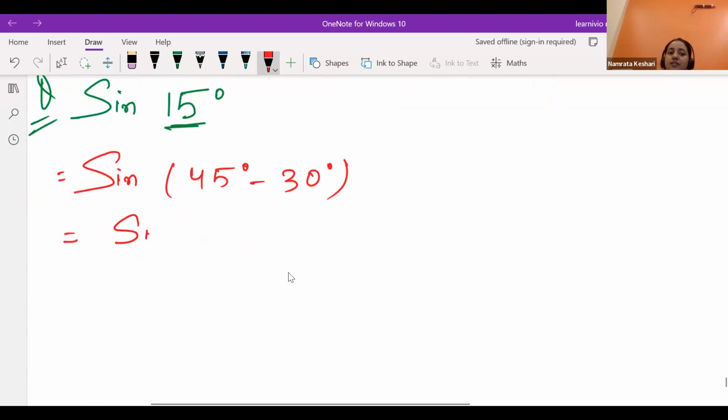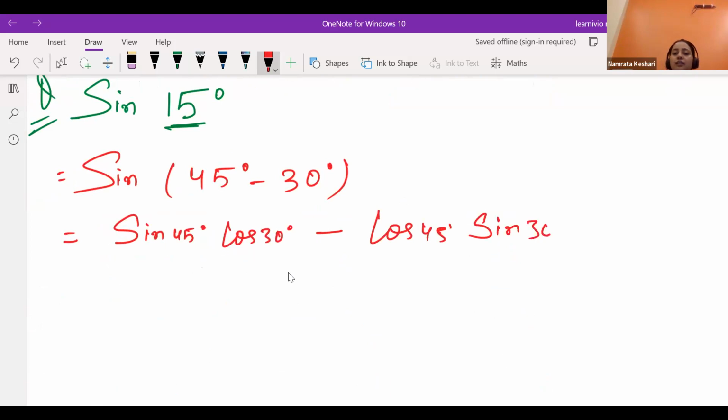It is sine x cos y minus cos x sin y. Please solve it and let me know the final result, everyone.